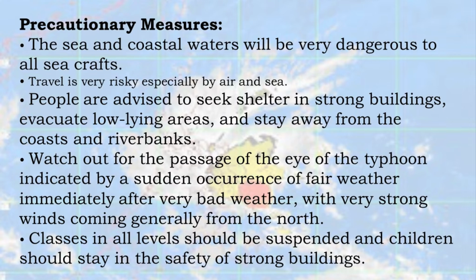Precautionary measures. The sea and coastal waters will be very dangerous to all sea crafts. Travel is very risky, especially by air and sea. People are advised to seek shelter in strong buildings, evacuate low-lying areas, and stay away from the coasts and riverbanks. Watch out for the passage of the eye of the typhoon, indicated by a sudden occurrence of fair weather immediately after very bad weather, with very strong winds coming generally from the north. Classes in all levels should be suspended and children should stay in the safety of strong buildings.